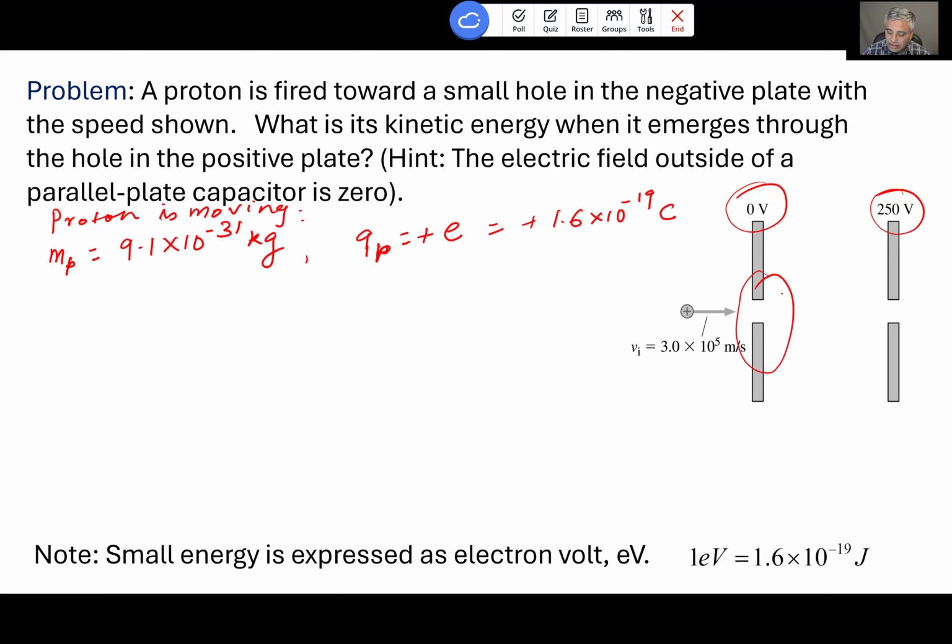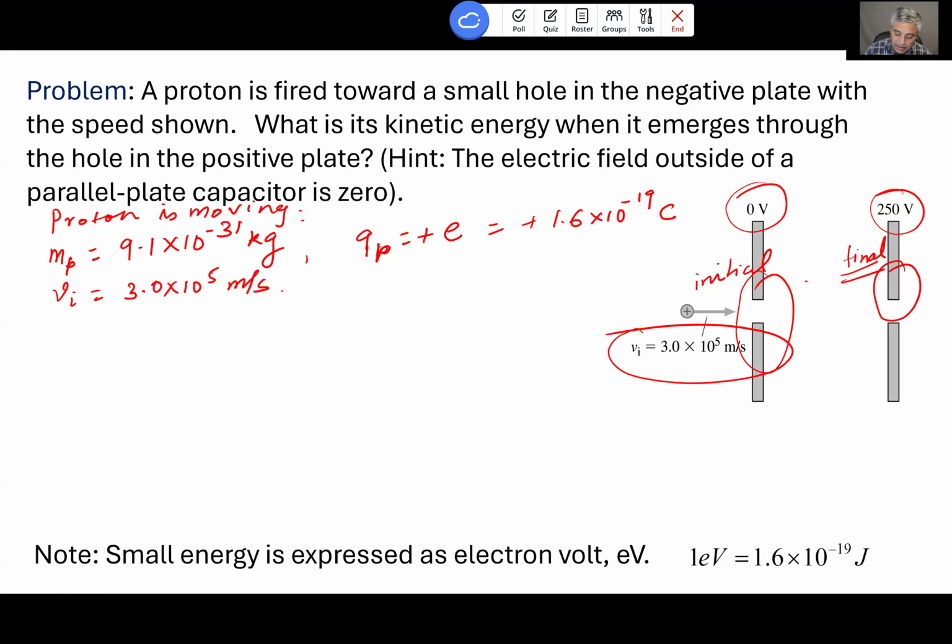Let's say this is the initial point where it is entering. Maybe I should write that. And this is the final point, where we are interested in what the kinetic energy is. We are asked to find the kinetic energy over there, so that's going to be our final point. The initial velocity is given. Lowercase v, we're going to be using both uppercase and lowercase V here, so make sure to differentiate them. Lowercase v is 3.0 times 10 to the power 5 meter per second.